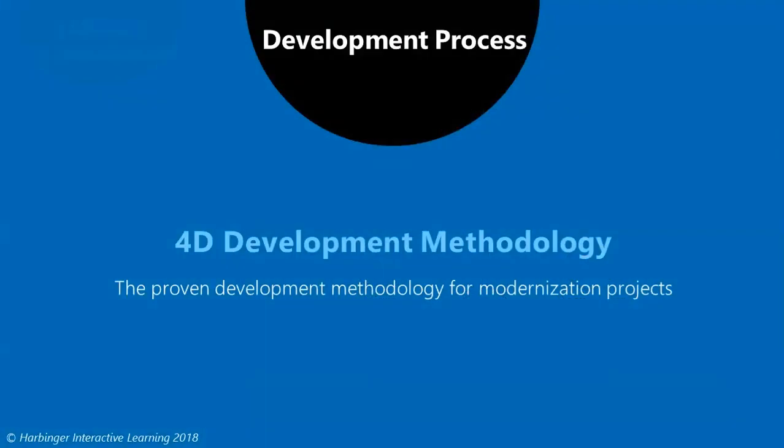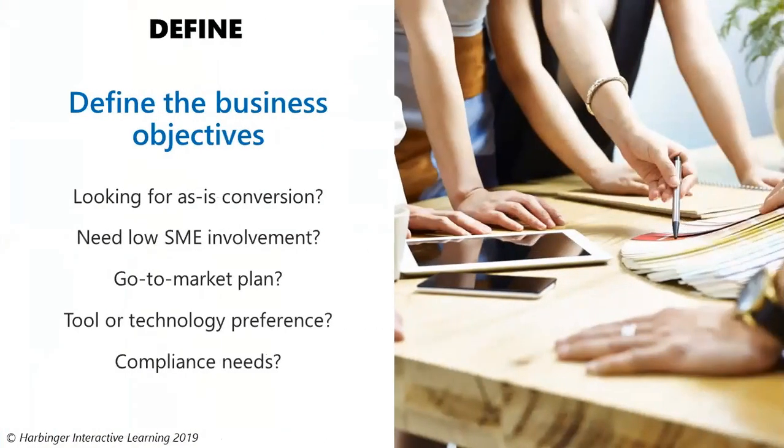Now we have the framework as a guiding tool. Now, what we need is a development process, a development methodology. This is where we bring the 4D development methodology for modernization projects. What does this mean, the 4D? So 4D stands for define, design, develop, and deliver. Let's look at these four aspects: define, design, develop, deliver, in detail.